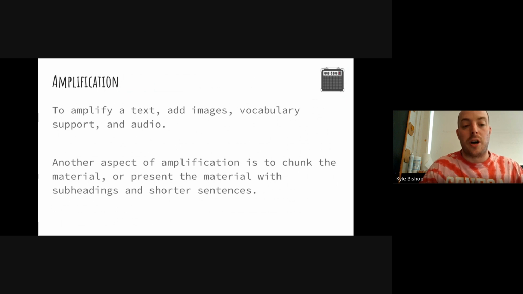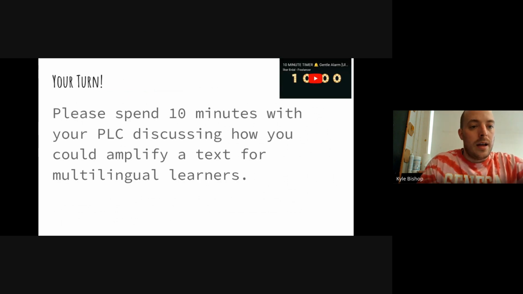from its original version. Another aspect of amplification is to chunk the material, present the material with subheadings and shorter sentences. It's just, again, kind of like modification, but instead of watering down the material, it provides different multimedia supports along the way, so students have different ways of learning the content. And then again, I would have teachers take turns in their PLC discussing how to amplify text for multilingual learners.